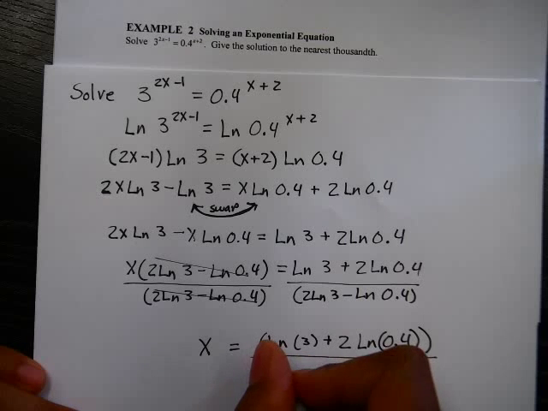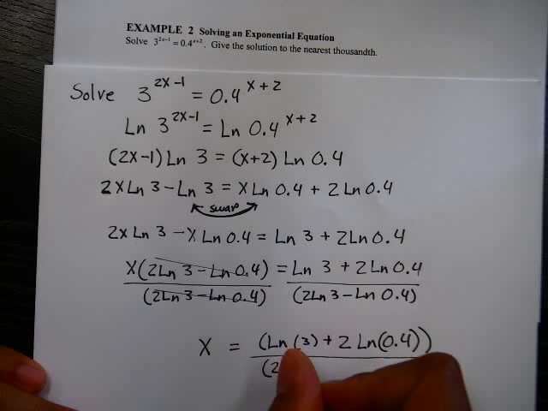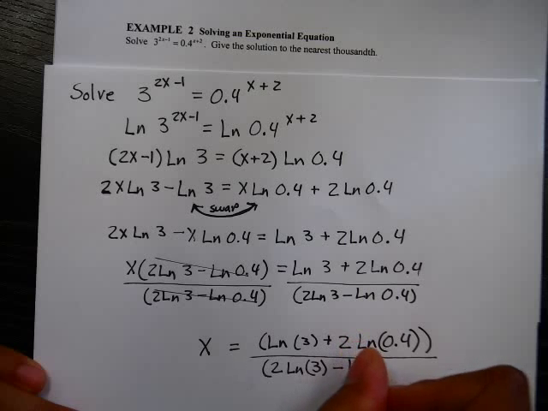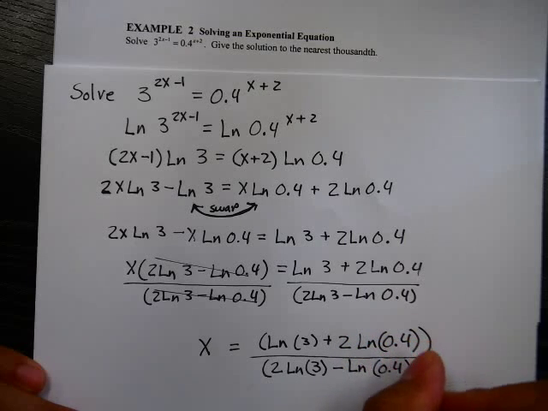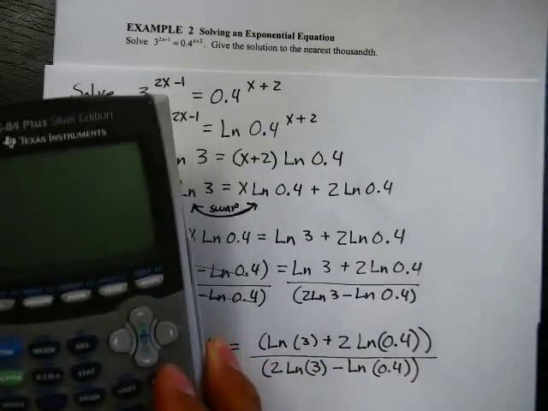Put your divide sign in for your denominator. That'll be parentheses, 2 ln of 3, parentheses around 3, minus the ln of parentheses 0.4, close parentheses around the 0.4, close parentheses for the denominator, and then you would enter. So let's put this into our calculator.